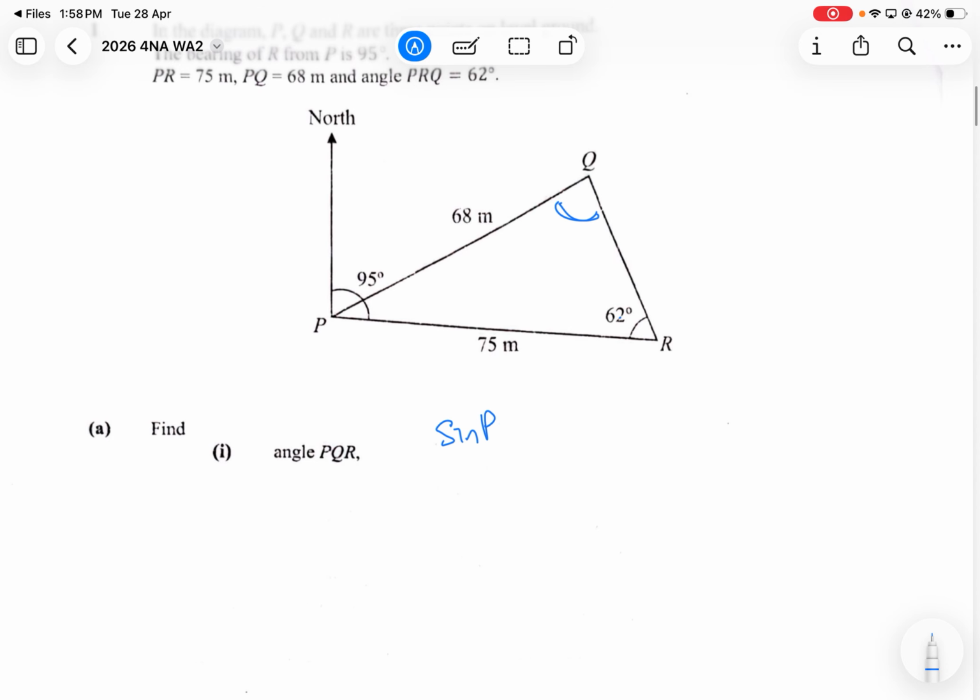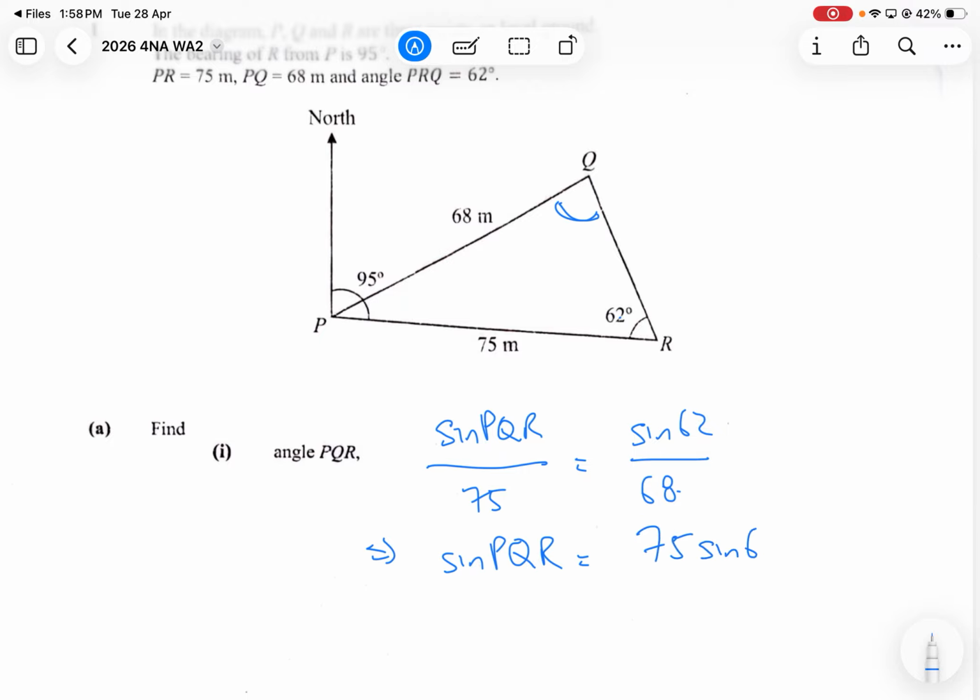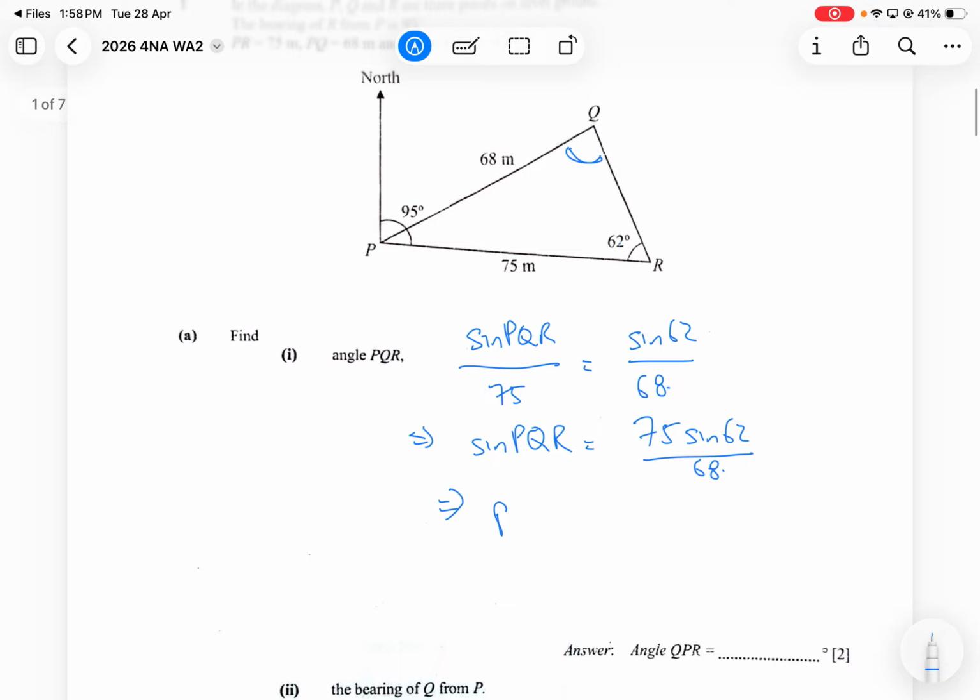Sine of PQR over the opposite side is equals to sine of 62 over 68. So making sine PQR the subject, I multiply both sides with 75. Then I want the angle, I take sine inverse on both sides. 75 sine 62 over 68. Answer.